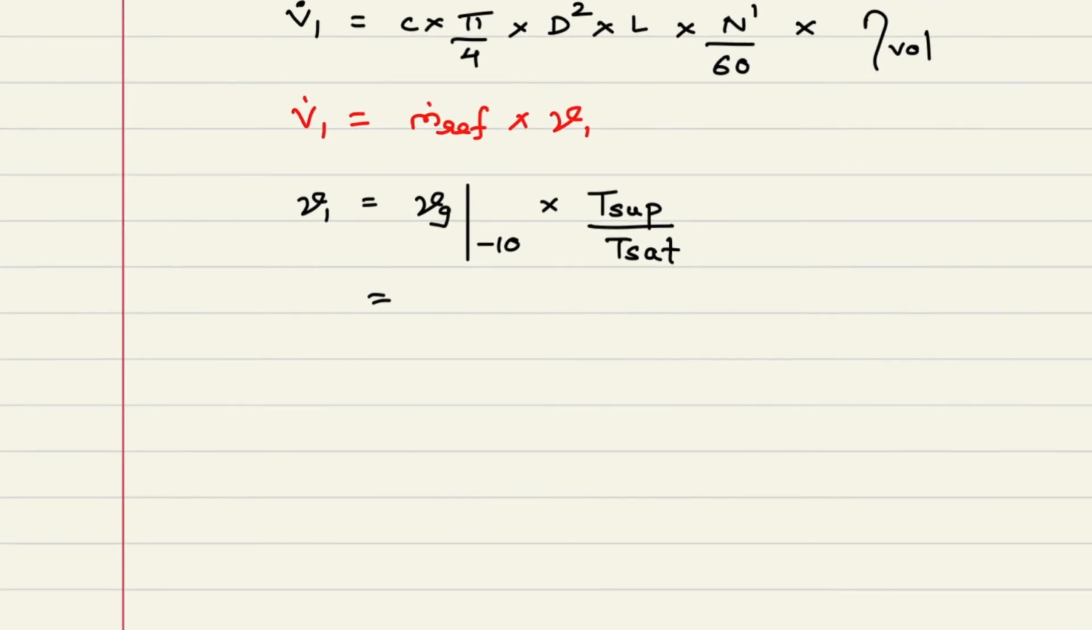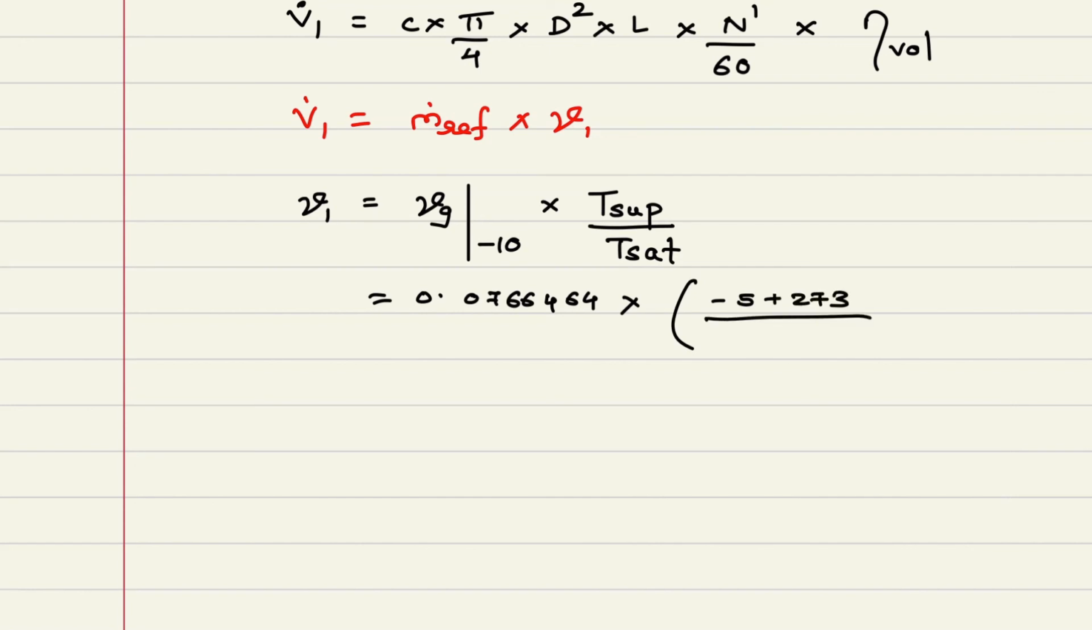So Vg at -10, 0.0766464, multiplied by T sup, which is -5 plus 273, and Tsat, which is -10 plus 273. From here we can calculate V1. V1 is equal to 0.0781 meter cube per kg.